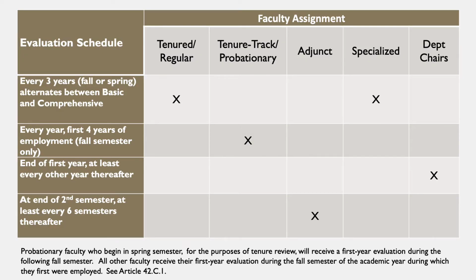So this chart shows the evaluation schedule for the different types of faculty assignments. And as you can see, as I mentioned before, regular faculty, tenured faculty are evaluated every 3 years, and it varies between basic and comprehensive. Tenure track are every year for the first 4 years of employment. Adjunct faculty are supposed to be reviewed before the end of their second semester, and then they are supposed to be reviewed periodically after that. And then specialized instructors, again, every 3 years, and department chairs should be evaluated at the end of the first year and at least every other year thereafter.